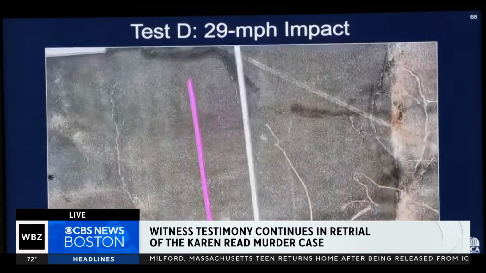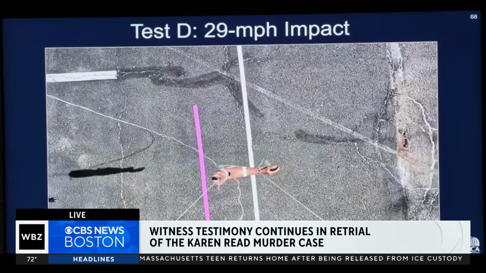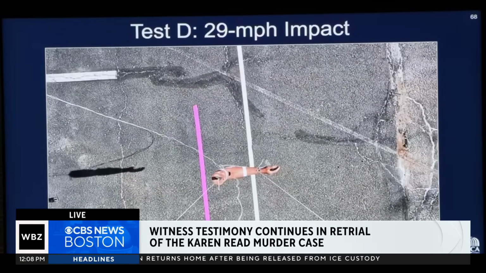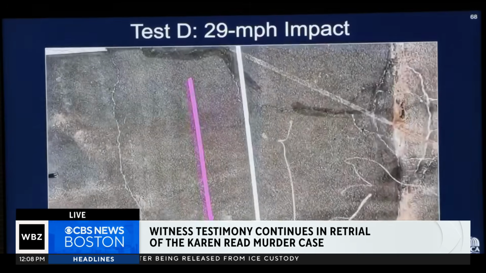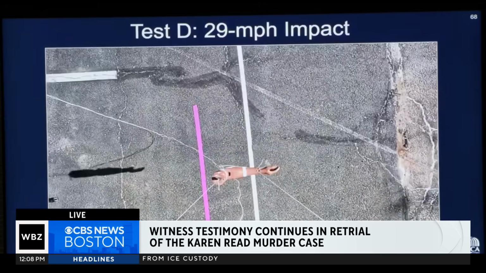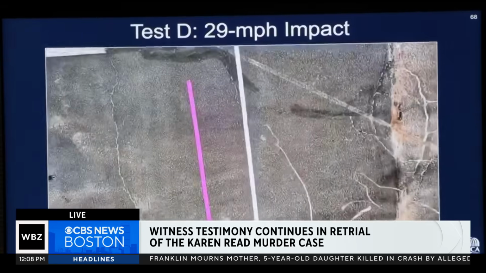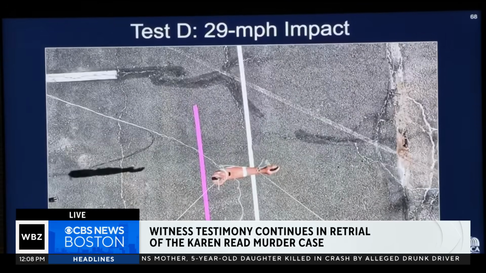Is this in real time? This is in real time, yes. What's the speed that the vehicle is entering the frame at? 29 miles per hour. Thank you. What happened to the arm in terms of its suspension? It actually gets ripped off from the mounting location.